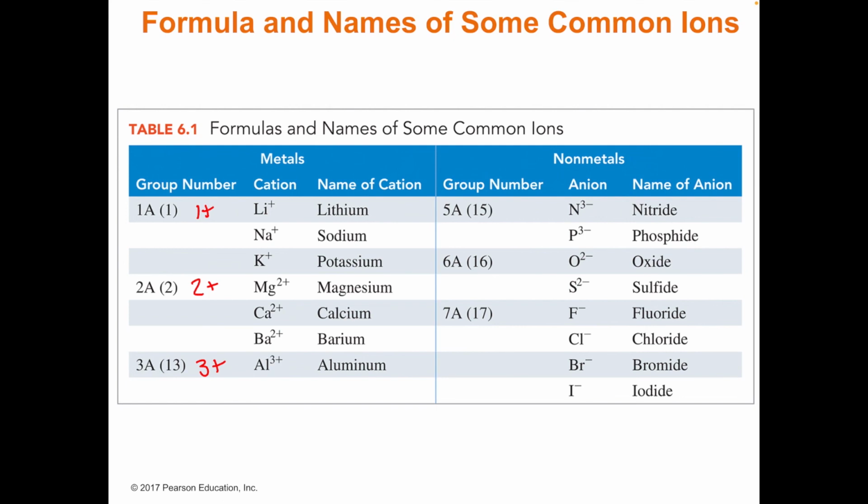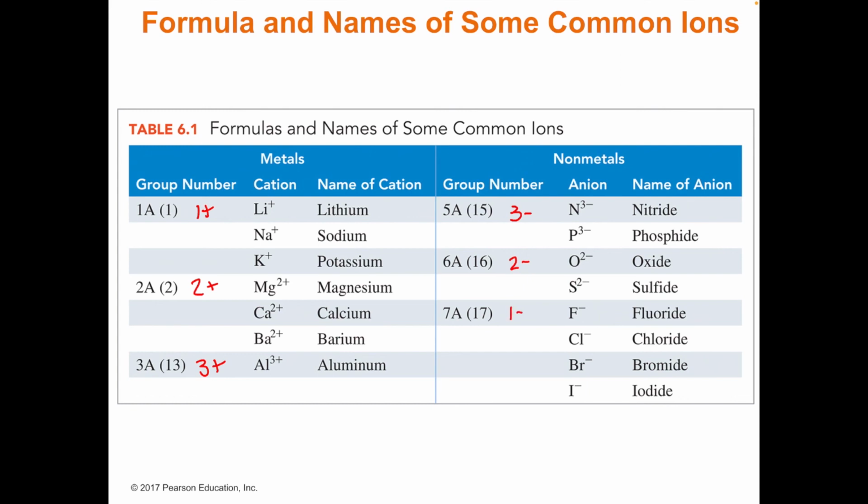So we've got 1A, 2A, 3A, that's going to make 1+, 2+, 3+. And then for the anions, we have 5A, which like I said, means that we have 5 valence electrons. So they are going to gain 3 to get to 8, so they will form a 3 minus. Group 6A has 6 valence electrons. They're going to gain 2, so they're going to make a 2 minus. And our group 7A will gain 1, and they will make a 1 minus.